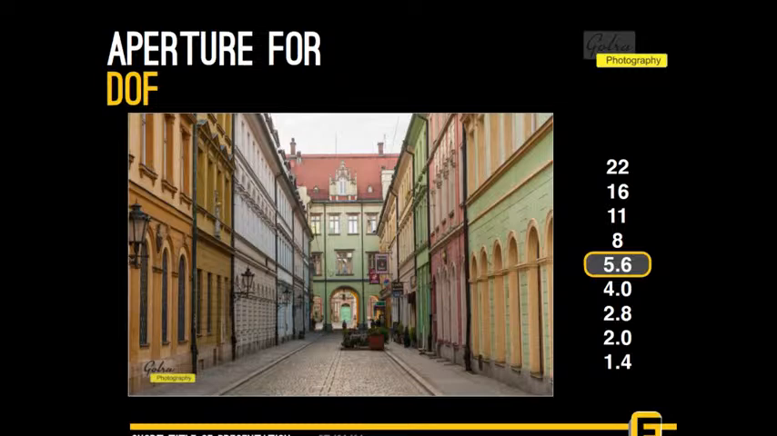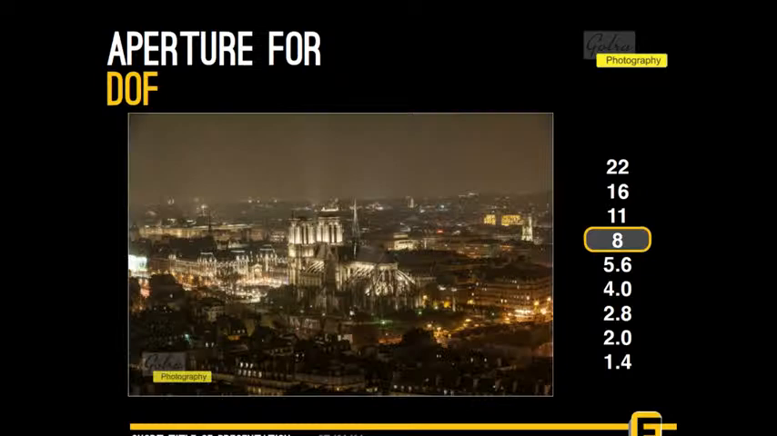So outdoors, 5.6 is working because there is a lot of light, and the photograph is taken during the daytime when the sun is there. Otherwise, at night you cannot use 5.6. You have to stick to these values, okay. Let's go more forward here.